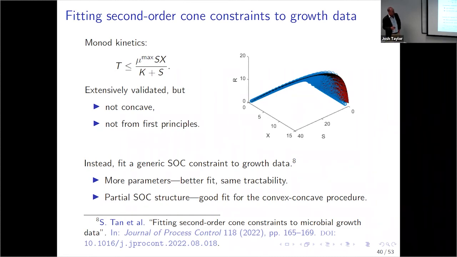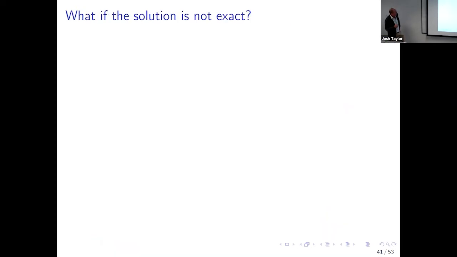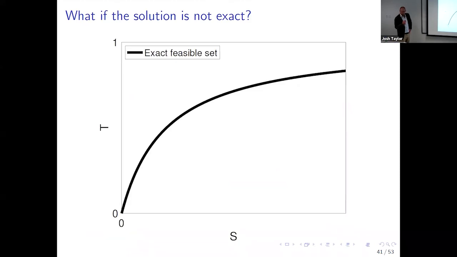And we've got more parameters to work with. It turns out to be a non-convex optimization problem that does have partial second order cone structure. And it's a good fit for the convex concave procedure, which we use again later in this work. So this is just another way of saying we have some options even when those growth rates aren't what you want.